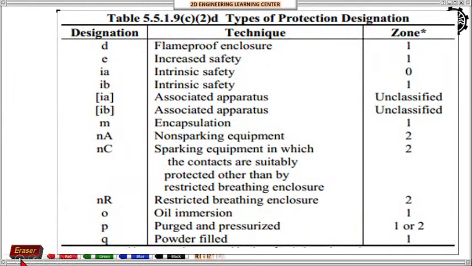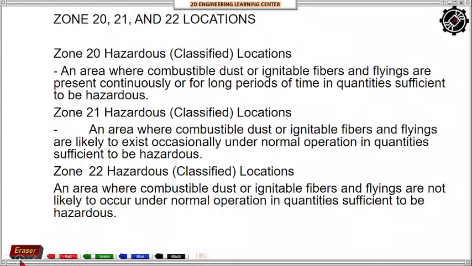Okay, so types of protection designation, so this. IE is associated apparatus, no? Okay, so we also have zone 20, 21, and 22. Zone 20 means class 2, zone 0, no? So these are also for ignitable fibers, no? When these are class 2 locations.